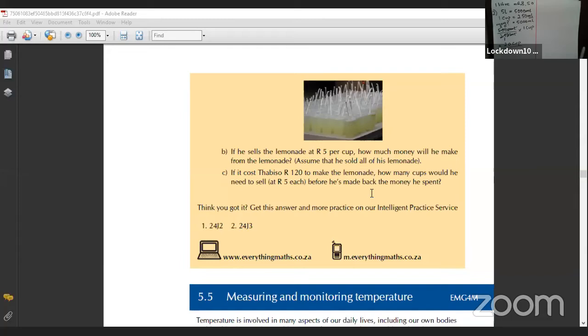These questions are really simple for some. You can just say, 1 cup is going for how much? 1 cup is going for 5 rand, right? And the 20 cups will be going for what? This is how you think mathematically, guys. I'm sure you are able to just say 20 times 5, but I want you to understand how we get to 20 times 5, the reasoning behind that. We need to think mathematically to solve a lot of mathematical problems.